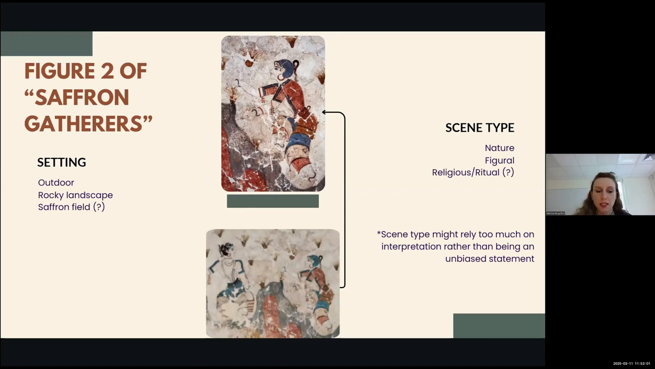Finally, our setting and scene type. These seem like they should be more straightforward, but that might not actually be the reality. Both of these aspects, and particularly scene type, might rely too much on interpretation. I think once I start collecting metadata for more examples, I'll have a better idea on how to address these issues in order to create a standard ontology.